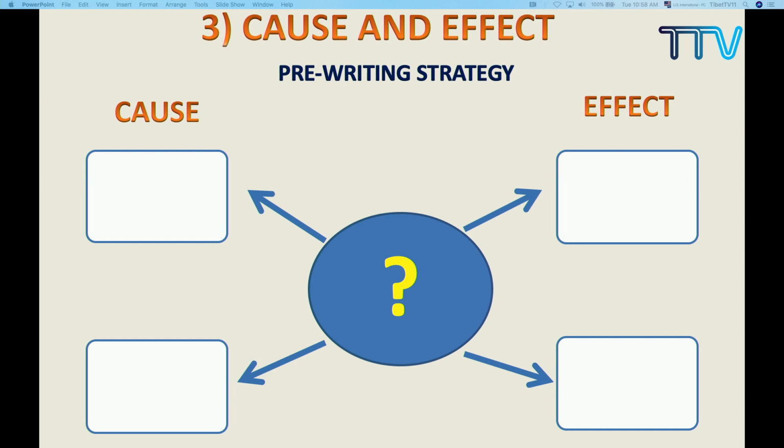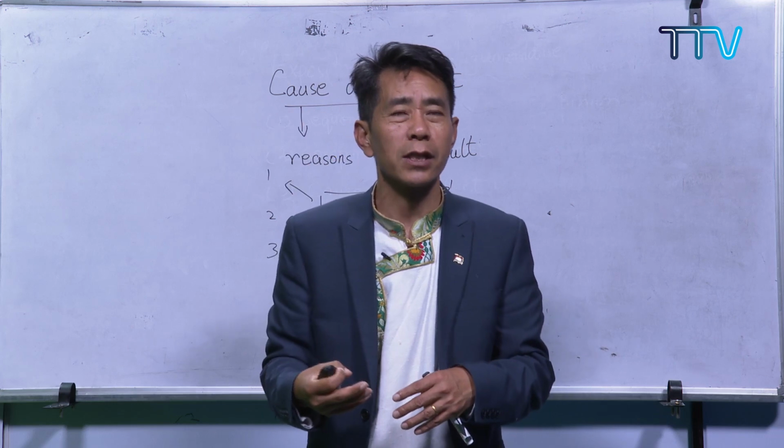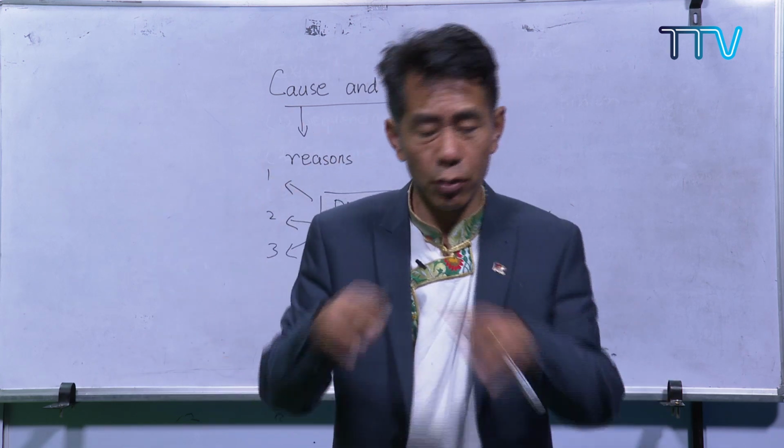So I want you to try writing one cause and effect. In the center of that circle, you just write the topic that you want to write. And then on the left side, you discuss the causes, why that thing happens. And the next one, we talk about the effect. For example, pollution. Pollution is a very easy topic that you can start working on, and gradually you can choose some more complicated topics.